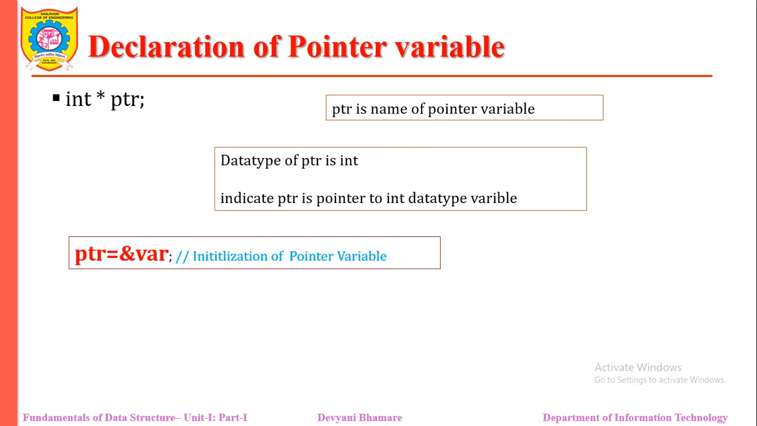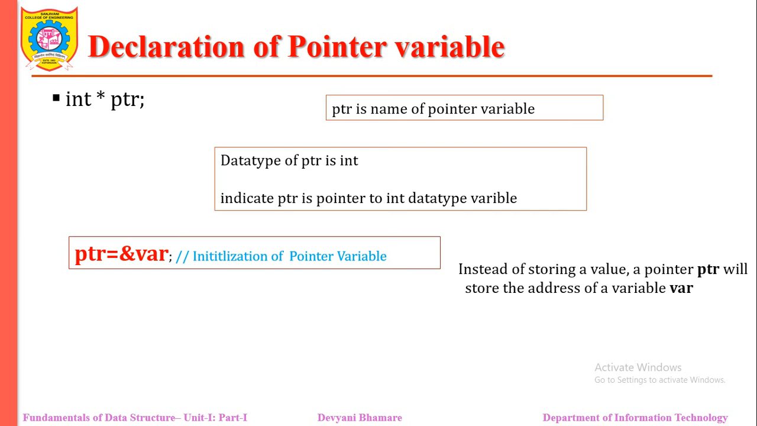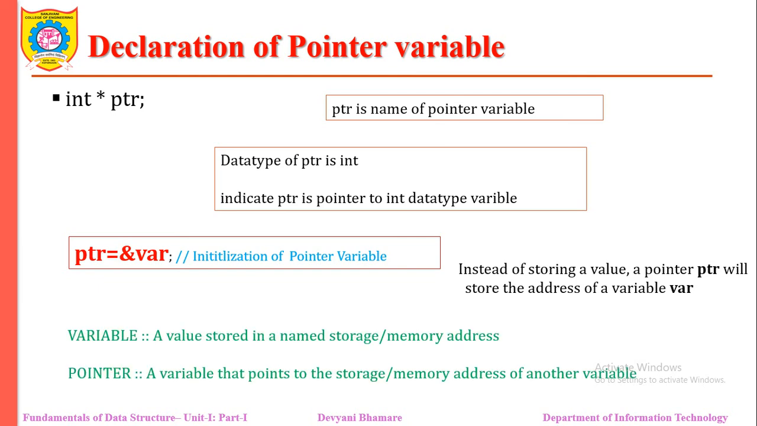So how do we say that? We are saying that PTR is equal to address of var. This indicates that PTR is pointing to the address of the var variable. So what is that address of var? It is 5000. So we can say that PTR is holding the address 5000. So PTR, instead of storing the value, stores the address of that variable.